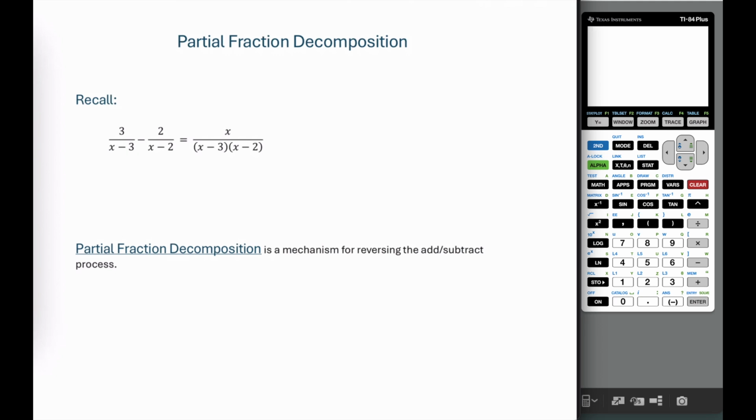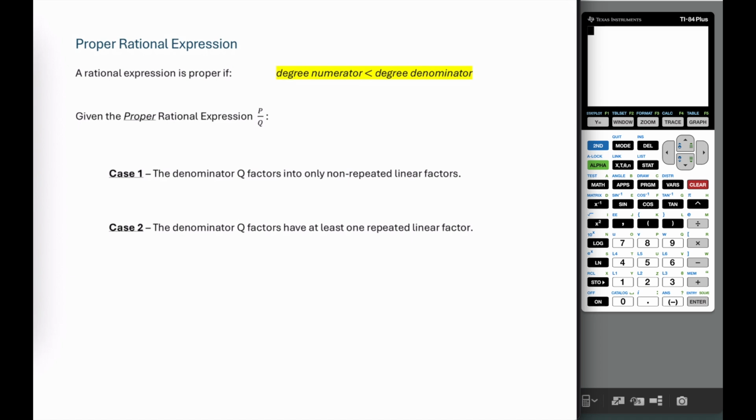Let's recall that we already have a practiced algorithm for adding or subtracting rational expressions together to get their sum or difference. Partial fraction decomposition gives us a way of reversing that process. When decomposing a rational expression into a sum or difference, we start with one that is proper, which means that the degree of the numerator is less than the degree of the denominator.